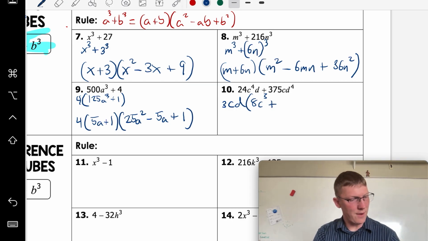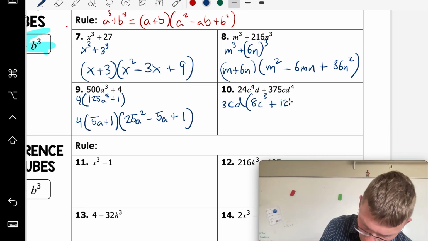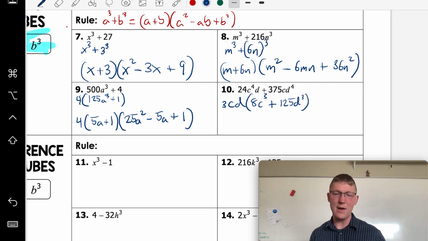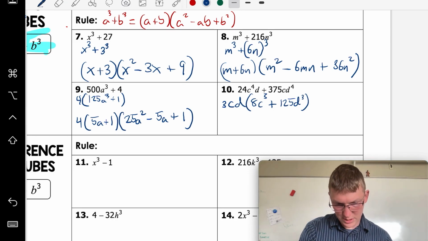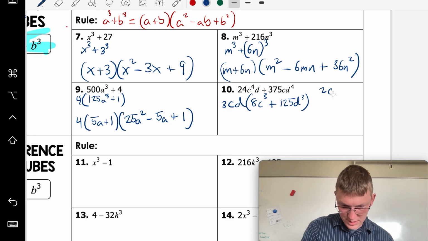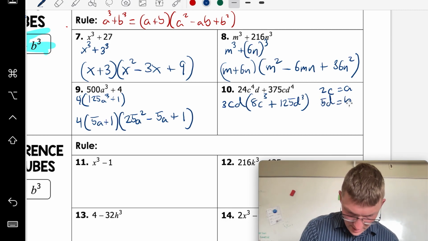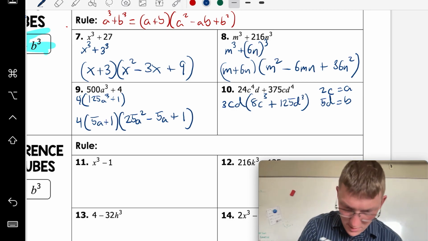Plus 375 divided by 3 is 125. And then we pulled a C out and a D, so we're going to have D cubed. So that 125 is like 5 cubed. So our A is going to be 2c equals a, and then our b is going to be 5d equals b. So then from there, you just plug stuff in.